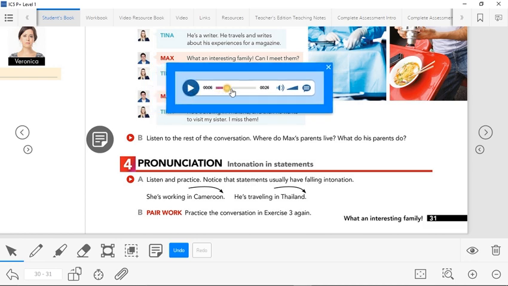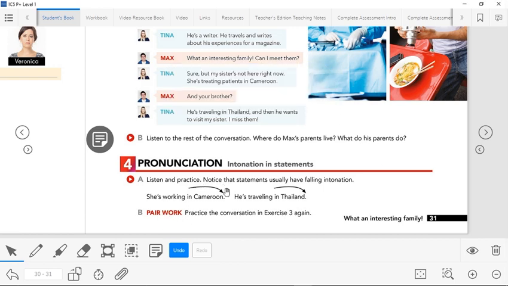Page 31 in statements. Part A. Listen and practice. Notice that statements usually have falling intonation. She's working in Cameroon. He's traveling in Thailand. You see? She's working in Cameroon. He's traveling in Thailand.